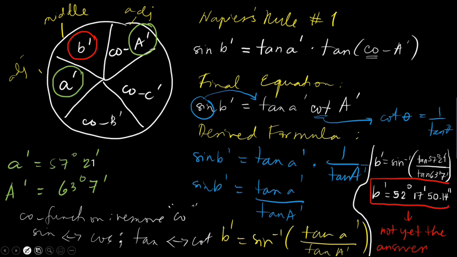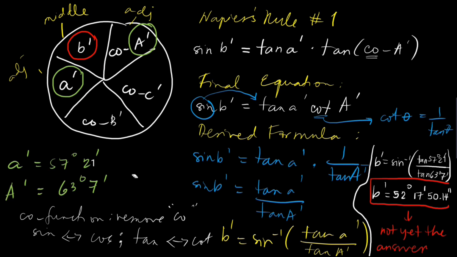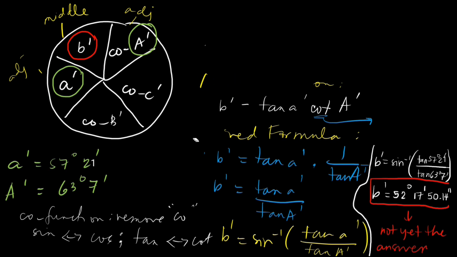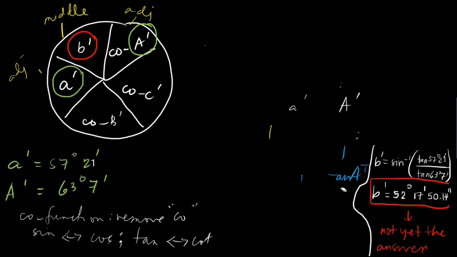Okay? So I'm going to erase this portion. So let us try to see what part of the spherical triangle we can have if we have the measurement of B prime from the polar.